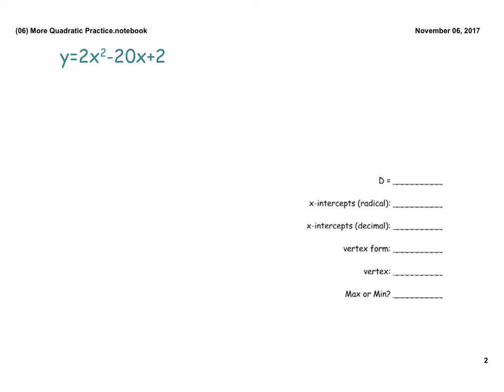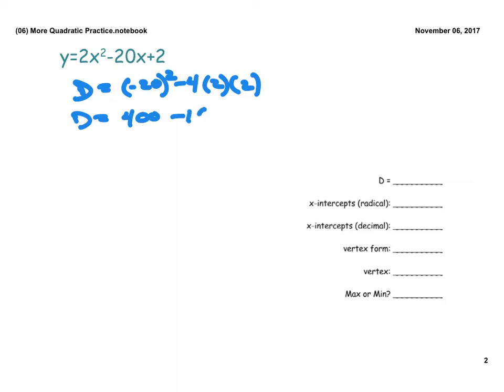Here's our first example, and we're going to start with evaluating the discriminant. It's going to be b squared minus 4 times a times c. You can go ahead and use a calculator for this, but this ends up being 400 minus 16, which gives us a value of 384. Worth noting that the discriminant is not a perfect square, so we're not going to have really nice answers. And if we're not going to have really nice answers, factoring is probably not our best method.